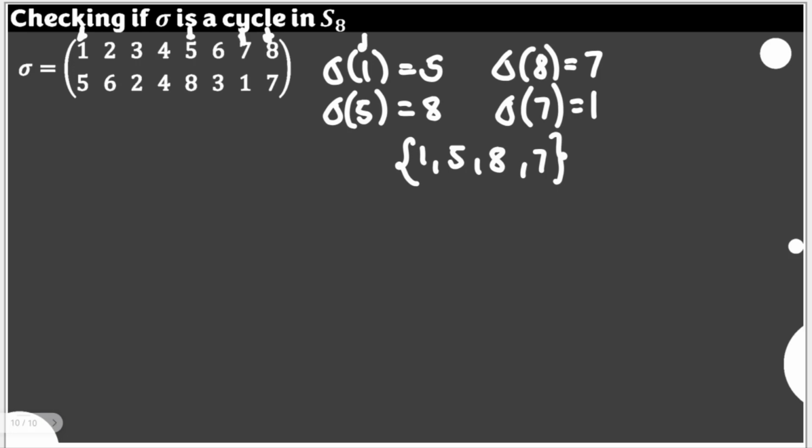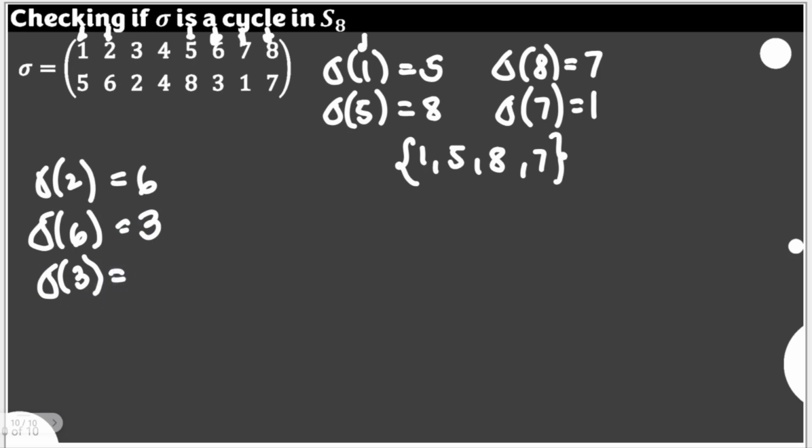But since there is a continuation on the idea of a cycle and other concepts as well, let's keep this arrangement, because it's very important to have the correct arrangement when we talk about cycles later on. We are not yet done, because we still have the orbit containing 2. So 2 is mapped to 6. Then 6 is mapped to 3. And if we continue, 3 is now mapped to 2. So from this, our orbit is 2, 6, and 3.